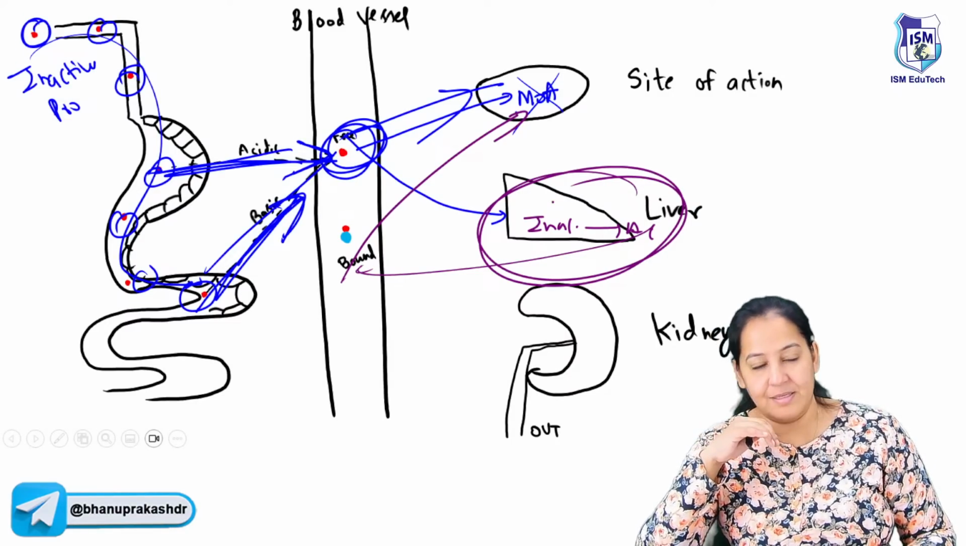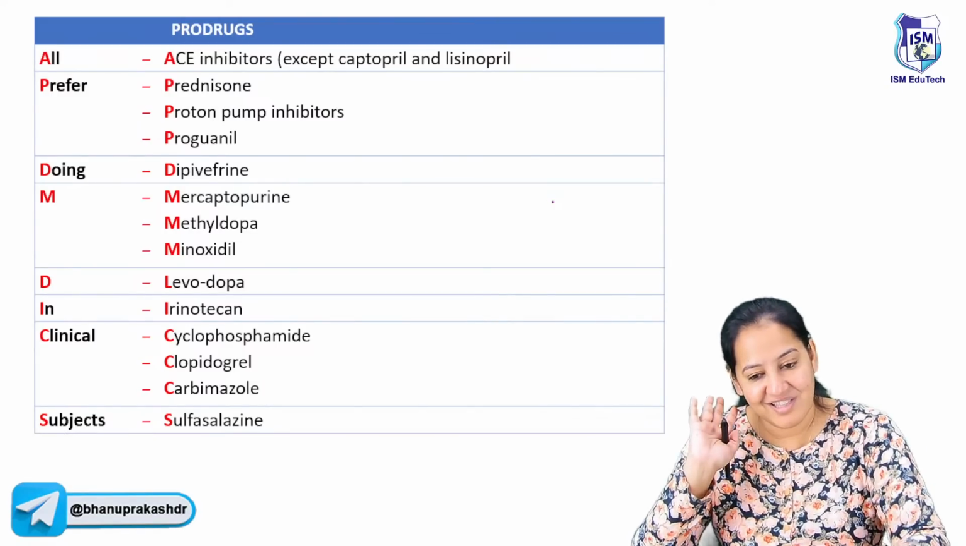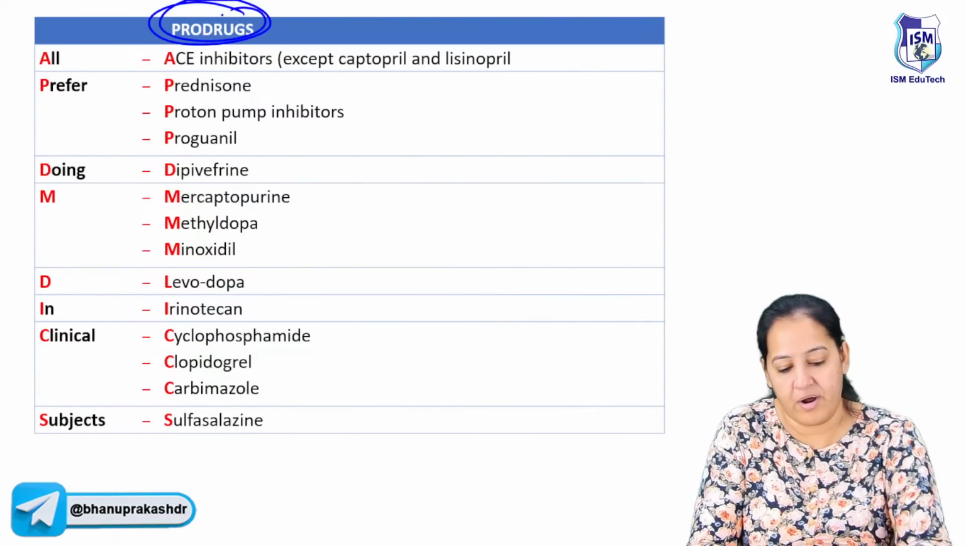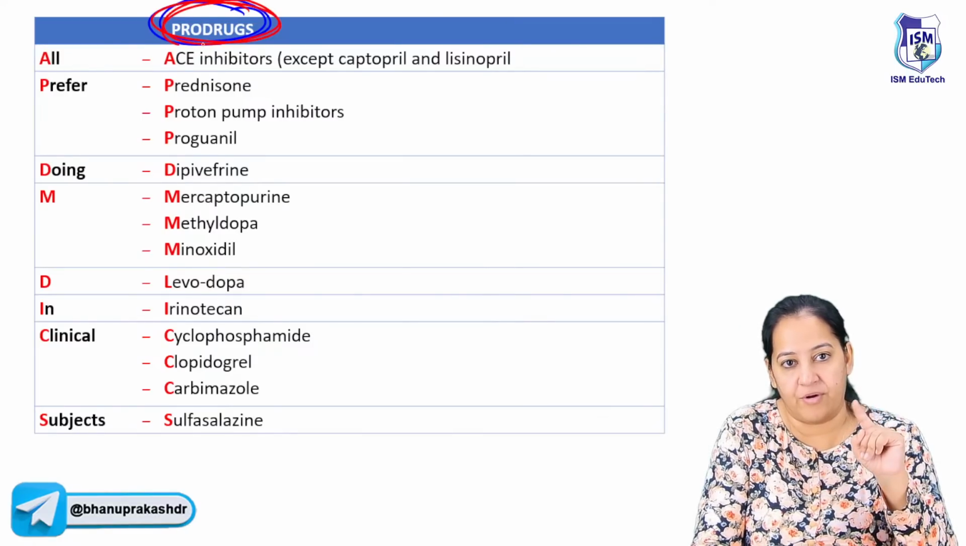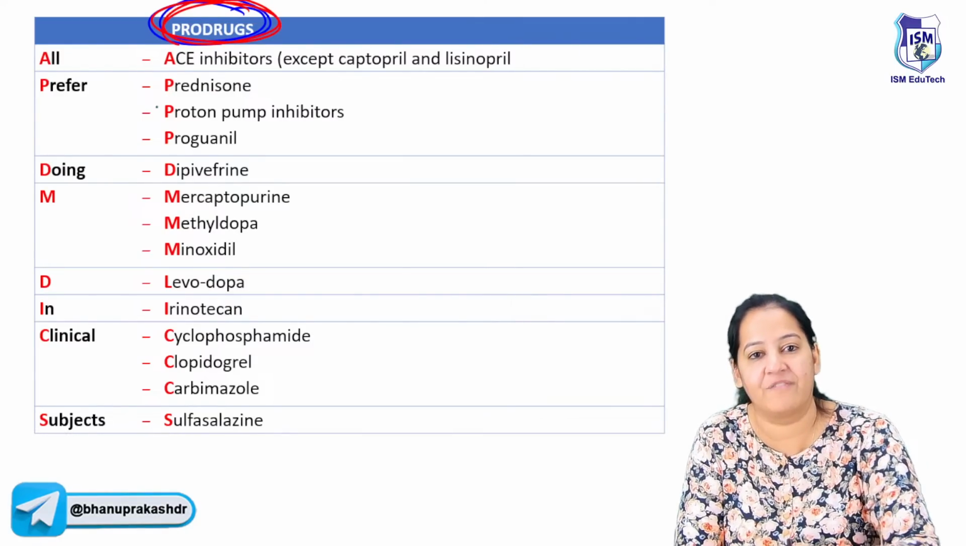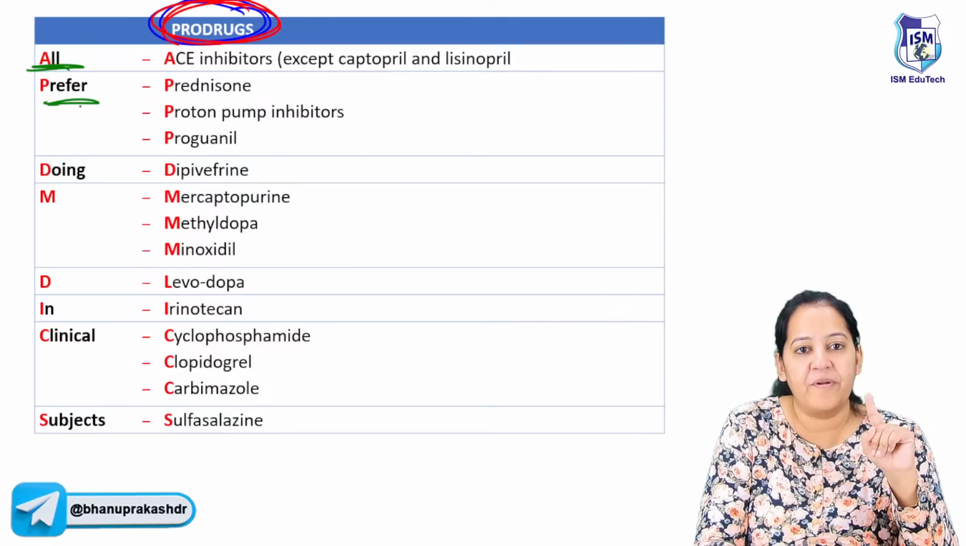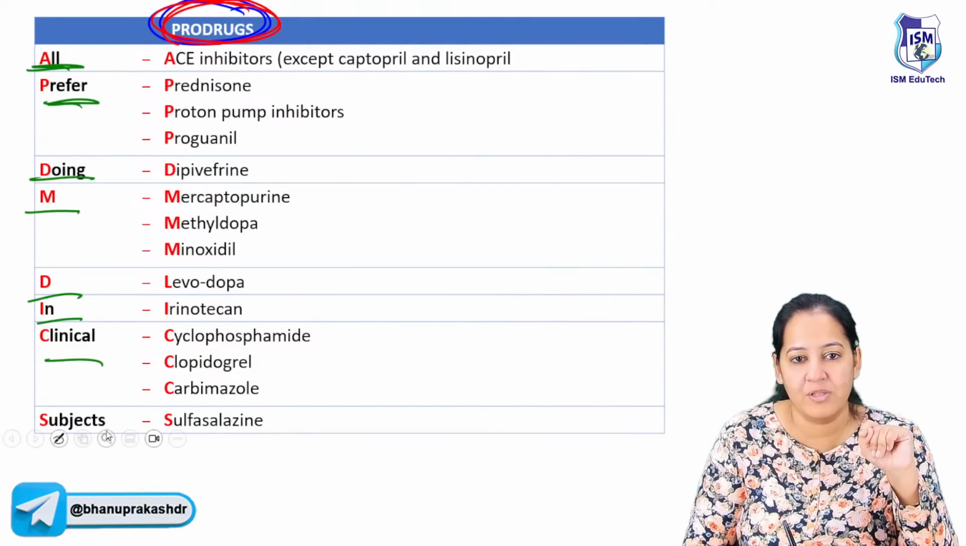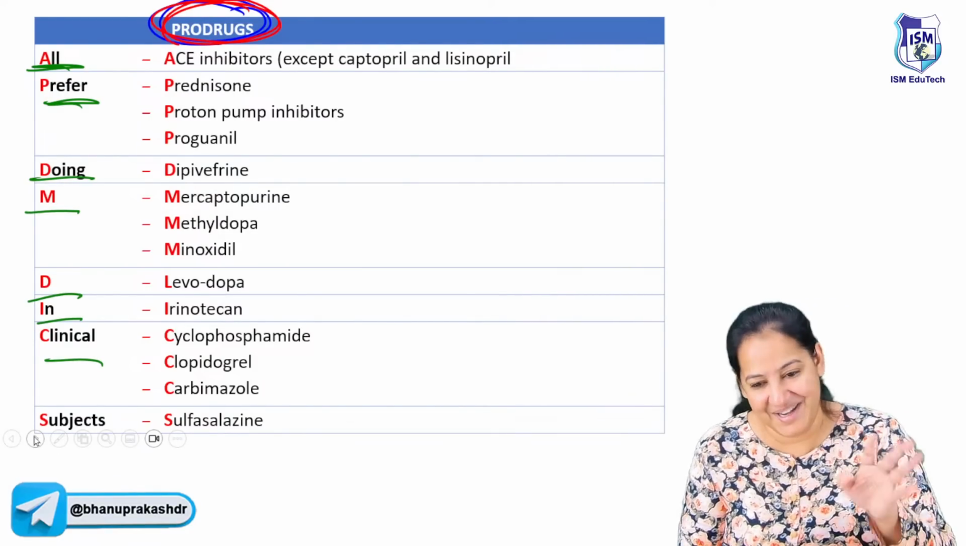To list the prodrugs, I'm giving you a mnemonic. This is the mnemonic of the prodrug. The mnemonic is: All prefer doing MD in clinical subjects. Of course, you also want to do MD in clinical subjects. It's just a mnemonic.